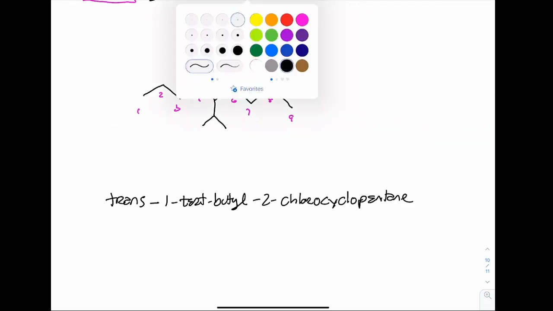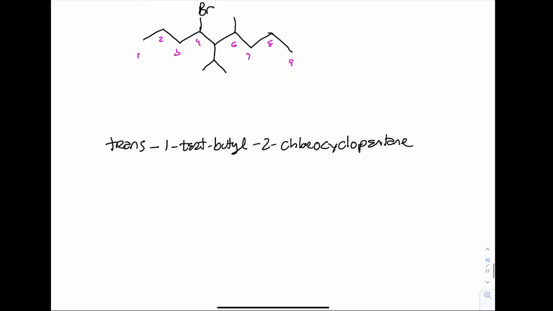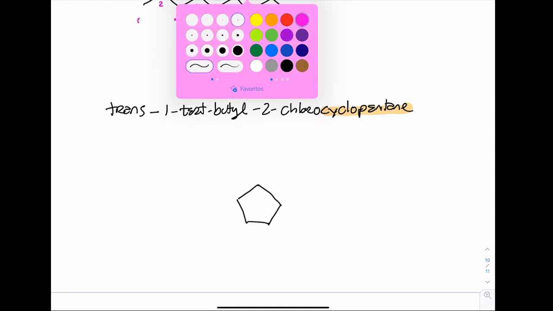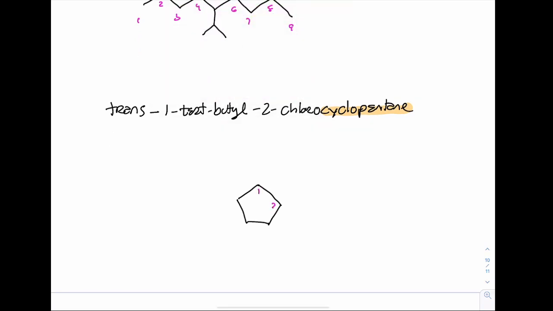So same idea, we're just going to practice drawing this. I'm going to go to the parent. I always do the parent first. I have cyclopentane for my parent, so I have a ring of 5 carbons. I'm going to number it. You can start any place you want because it's a ring. I started at the top, but again, start wherever you want.